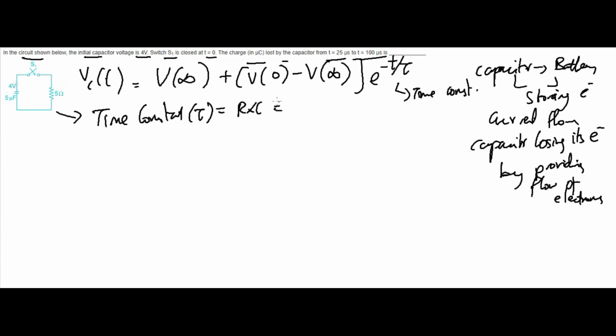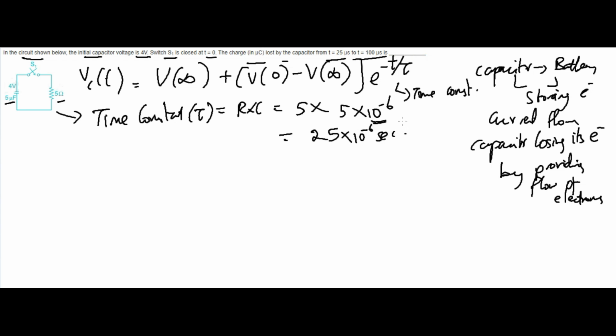What is R? R is 5 ohm. Five into what is C? 5 microfarad, so 5 into 10 to the power minus 6. This is equal to 25 into 10 to the power minus 6, that is, 25 microseconds, or simply 25 times 10 to the power minus 6 seconds.